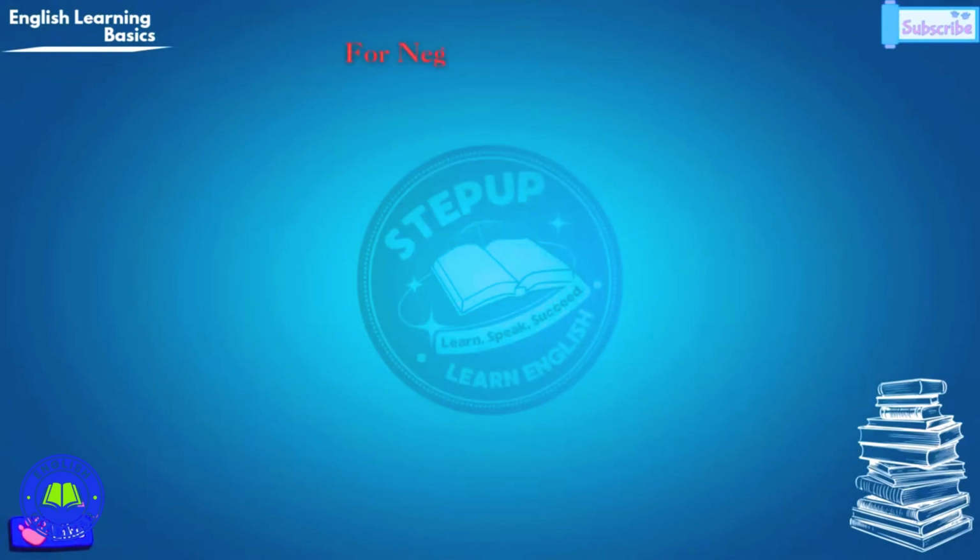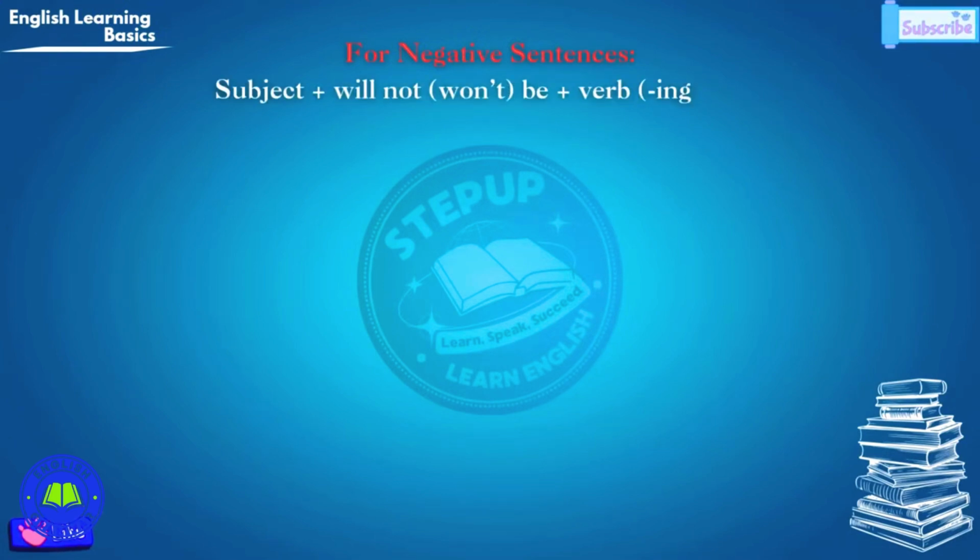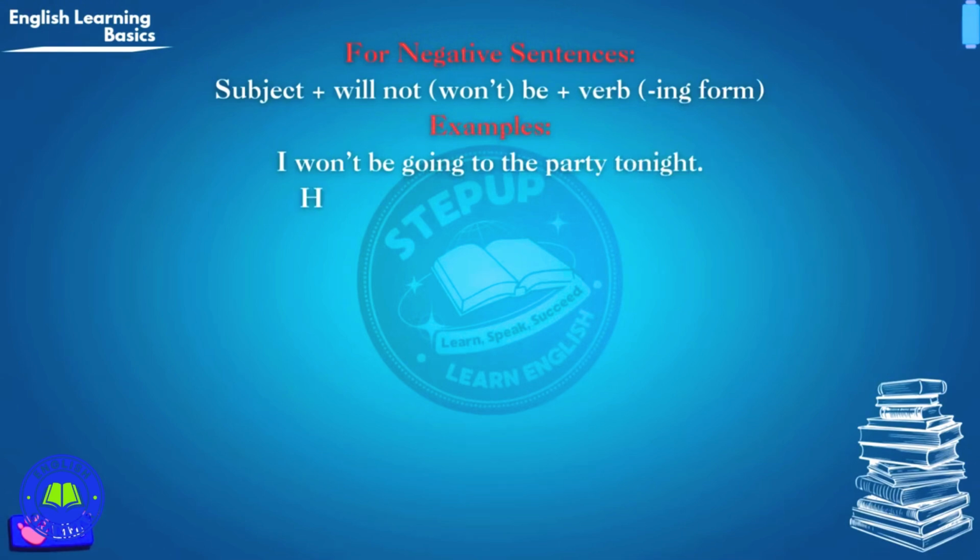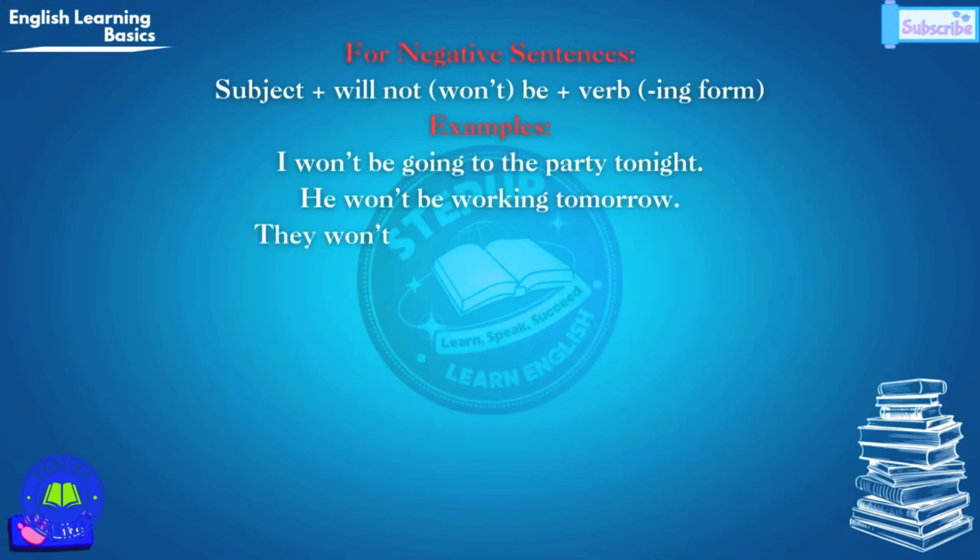For negative sentences: subject plus will not, won't, be plus verb, ing form. Examples: I won't be going to the party tonight. He won't be working tomorrow. They won't be visiting us next weekend. She won't be attending the meeting.